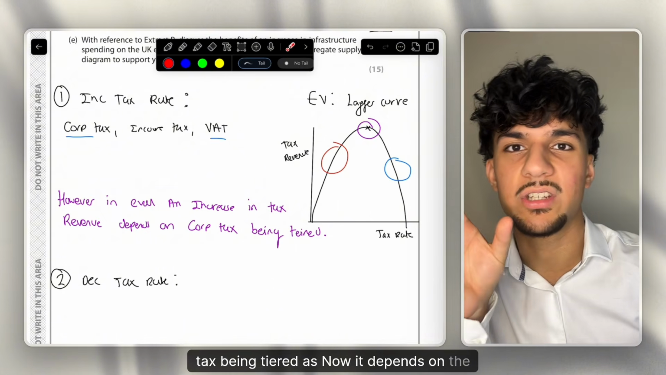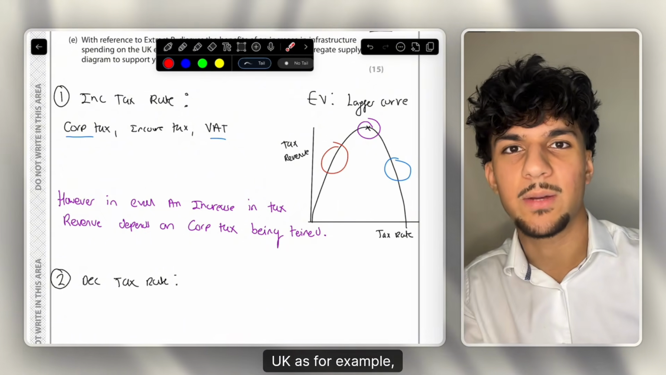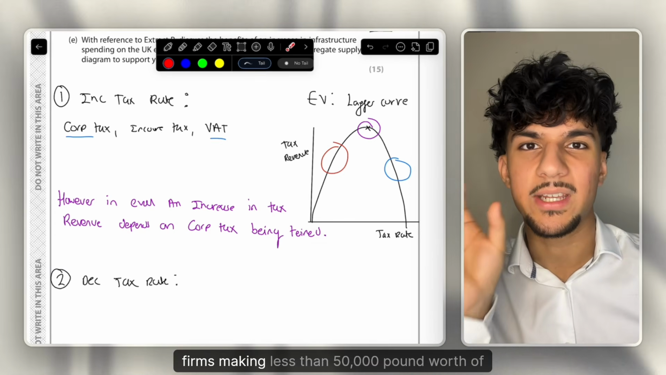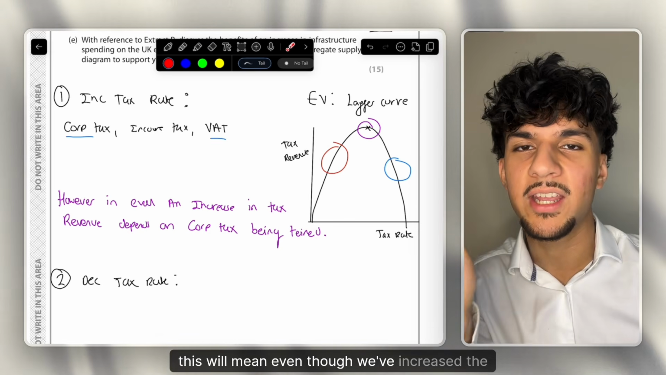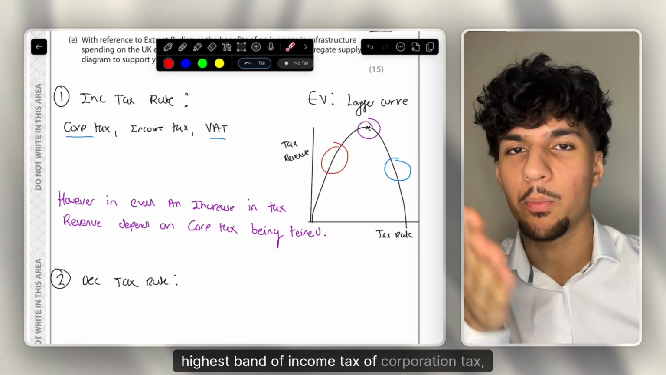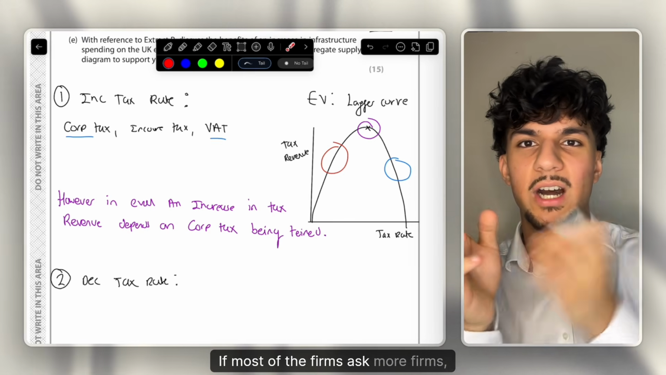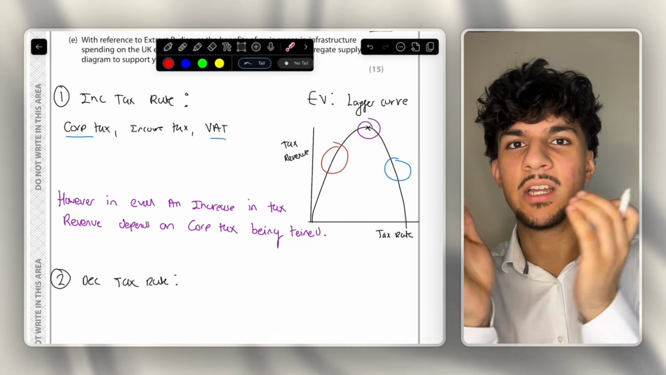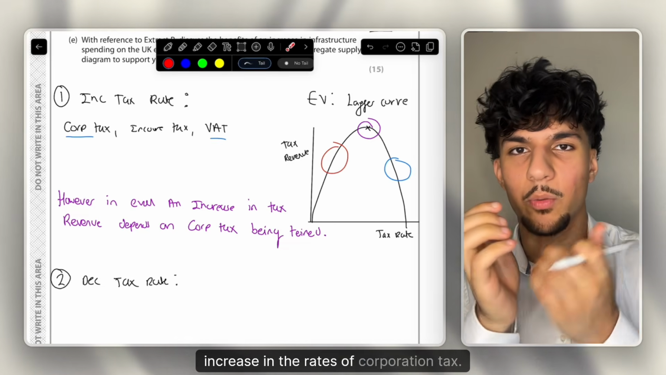As now, it depends on the distribution and the portfolio of our firms in the UK. For example, if pretty much all our firms in the UK are small firms making less than £50,000 worth of profit, this will mean that even though we've increased the top band of corporation tax, if most of the firms are small firms, they're receiving the same rate of corporation tax, thus meaning we're going to see no significant increase in the rates of corporation tax.